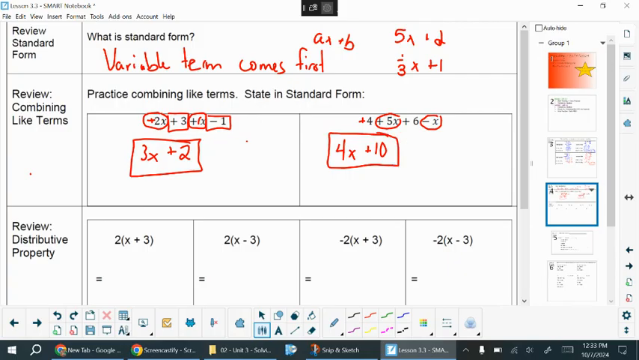From there, we'll talk about the distributive property. If we're taking 2 times x plus 3, I'm going to take 2 times x and 2 times 3. We're going to do those separately. 2 times x is 2x.